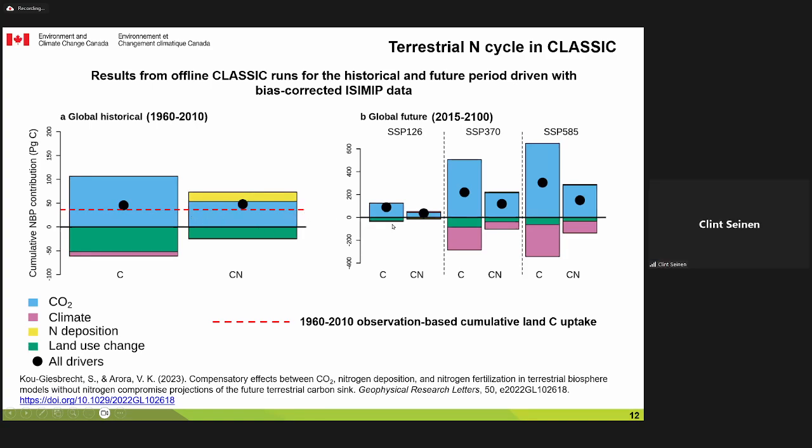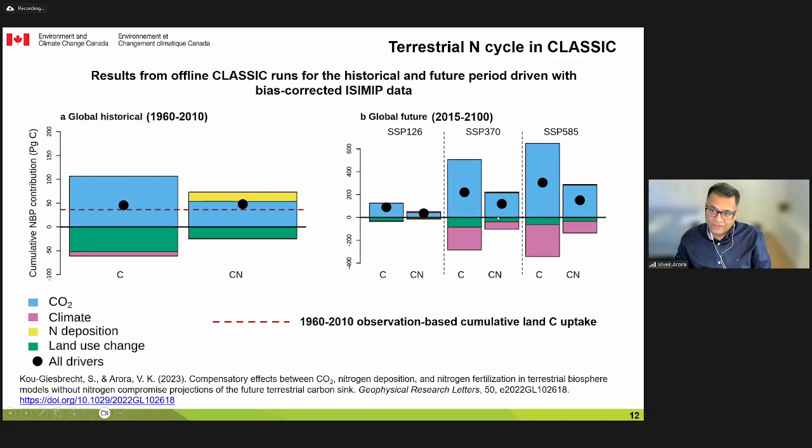But when you do future simulations with those same parameterizations, with the carbon-cycle-only model you end up taking up more CO2 over the future period because you don't have the nitrogen cycle in. I'm rushing through this now.